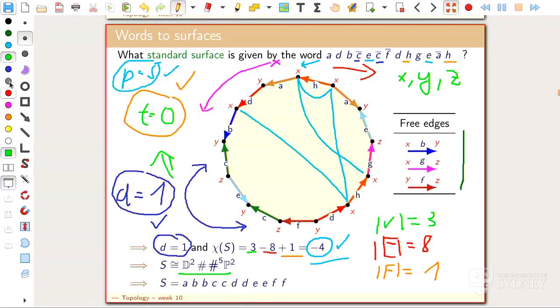And we can just write down the standard form. So 5 times the projective plane is hopefully not so difficult. So it's BB, CC, DD, EE, FF. And then, well, one boundary component, so it's A. Okay, and from here we know everything. It's exactly the surface which has 5 projective planes. It's kind of magic.